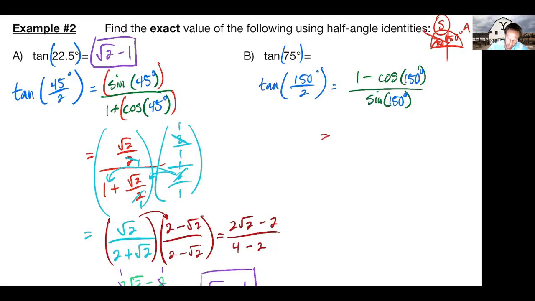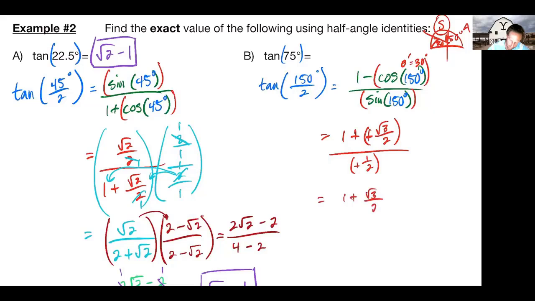So that would then yield, we know the cosine of 30 is root 3 over 2, but because we're in quadrant 2 actually, we're going to have a negative. Don't lose that negative. And then 30 degrees in quadrant 2 for sine is positive 1/2. So simplifying the top, that would become a positive. So we get 1 plus the square root of 3 over 2, all over 1/2.